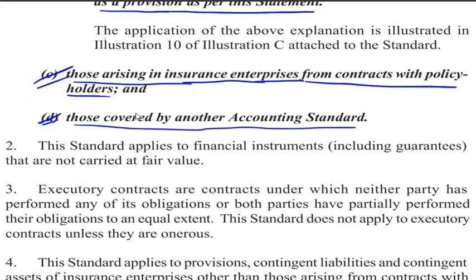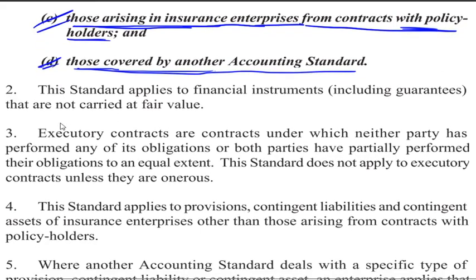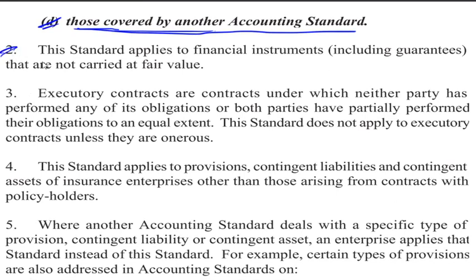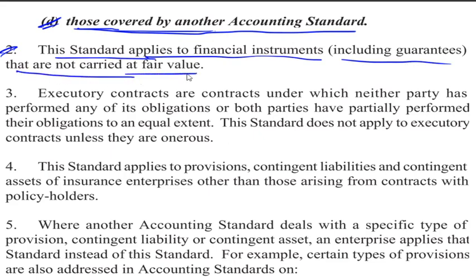So this accounting standard does not apply to these cases where another accounting standard is applied. In case of an insurance enterprise, contingency arising from policyholders is not covered in this accounting standard. This standard applies to financial instruments, including guarantees, that are not carried at fair value.